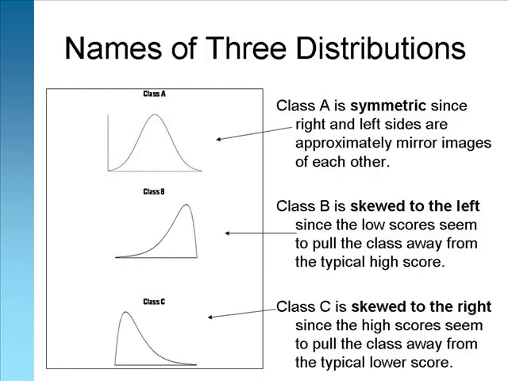The classes of grades on the previous slide illustrate three key types of distribution shapes. Class A is symmetric since right and left sides are approximately mirror images of each other. This example of a symmetric distribution is also mound-shaped or bell-shaped. Class B is skewed to the left since the low scores seem to pull the class away from the typical high scores. Class C is skewed to the right since the high scores seem to pull the class away from the typical lower scores.